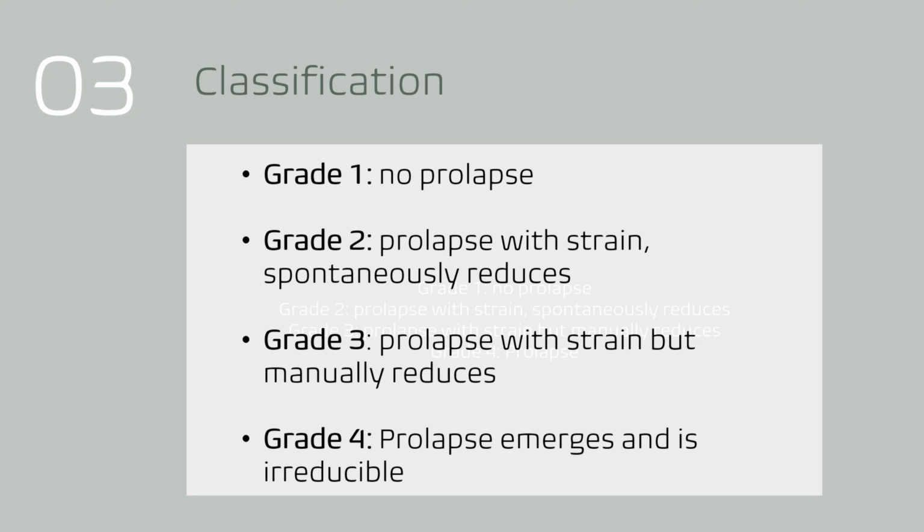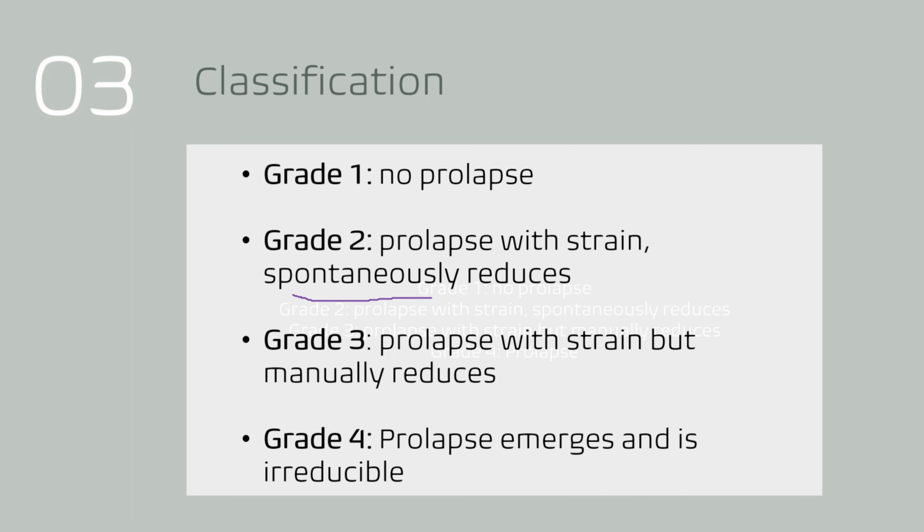Whereas a grade 2 hemorrhoid is defined as a hemorrhoid which prolapses with strain but spontaneously reduces. So a grade 2 hemorrhoid can bulge out of the anal canal when the patient is straining, for example, whilst on the toilet or whilst lifting heavy objects. However, the hemorrhoid then spontaneously reduces back inside the anal canal.